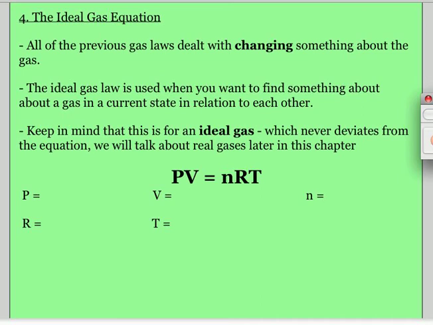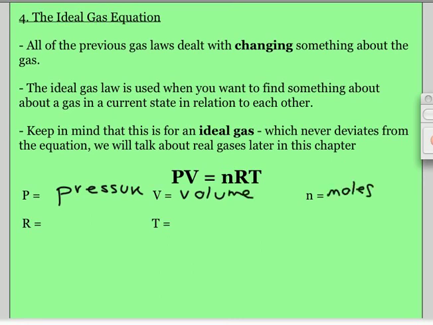It works about 97% of the time, but it's not perfect, so just keep that in mind. And our equation is PV equals nRT, and we should know that P is pressure, V is volume, n is moles, T is obviously temperature, and that's going to be in Kelvin.